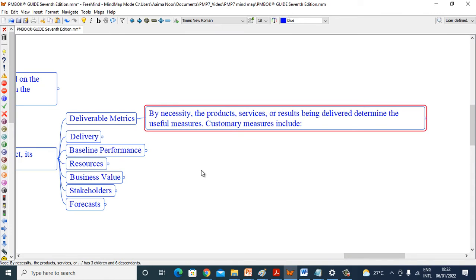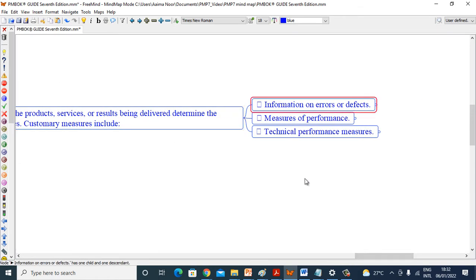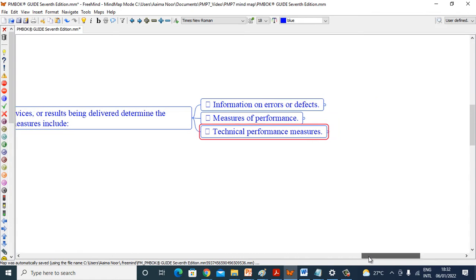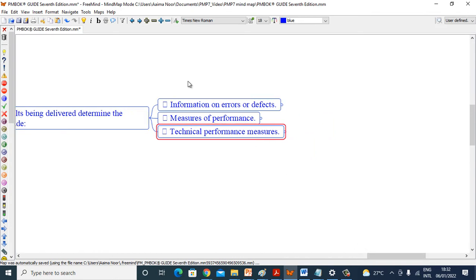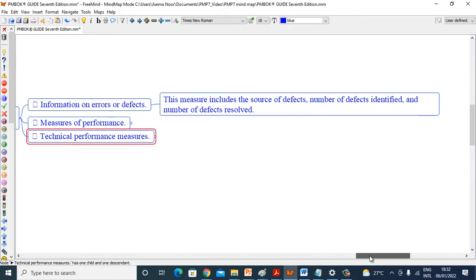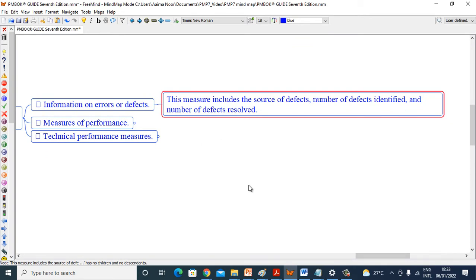By necessity, the products, service, or results being delivered determine the useful measures. Customary measures include information on errors or defects, measures of performance, and technical performance measures. So let's see first information on errors or defects. These measures include the source of defects, number of defects identified, and number of defects resolved.